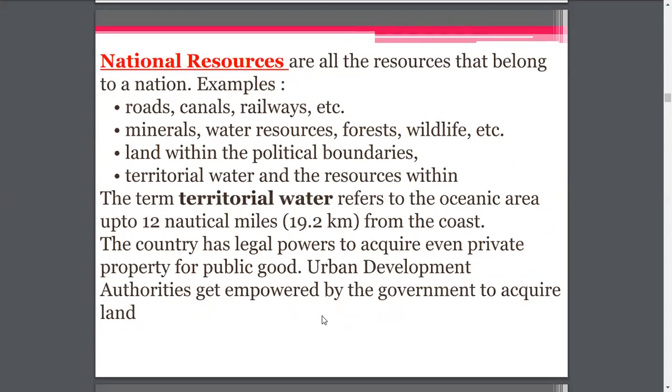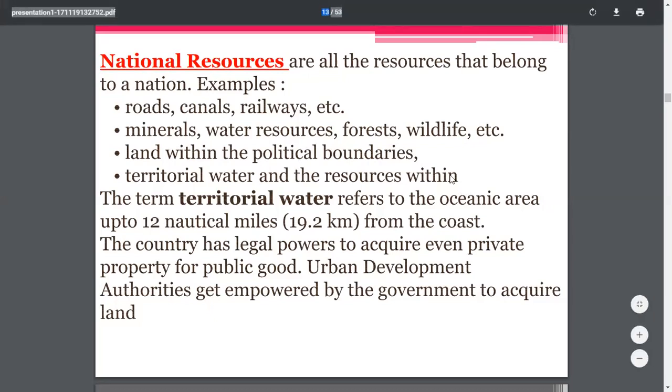Next is national resource. What is the meaning of national resource? National resources are those resources that belong to a nation. The examples given here are roads, canals, railways, minerals, water resources, forest, wildlife, etc. Land within the political boundaries. That means the political boundary of our country, India, is our national resource, our country's resource. Nobody else can just enter and use it. That is a national resource, which is the land within the political boundaries.